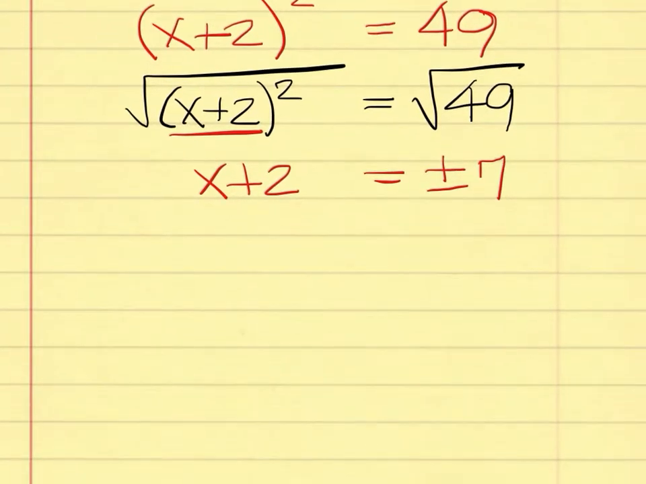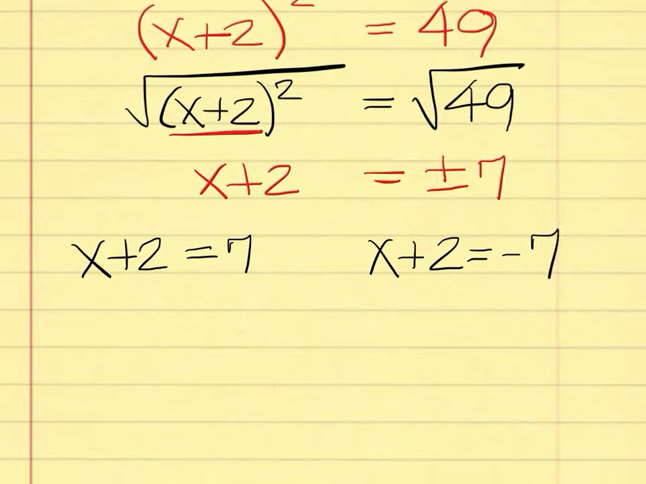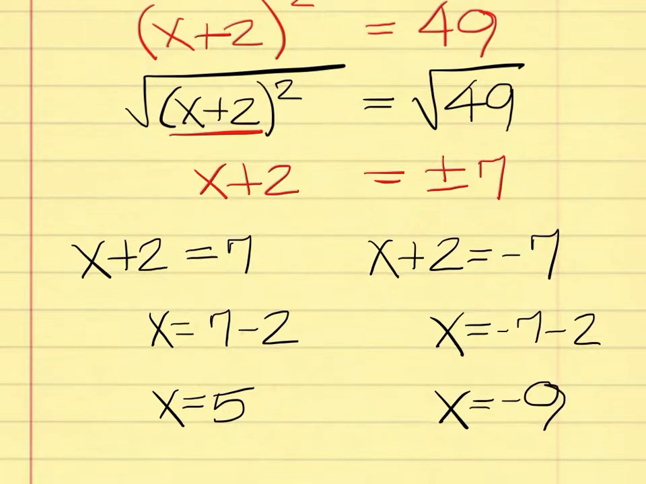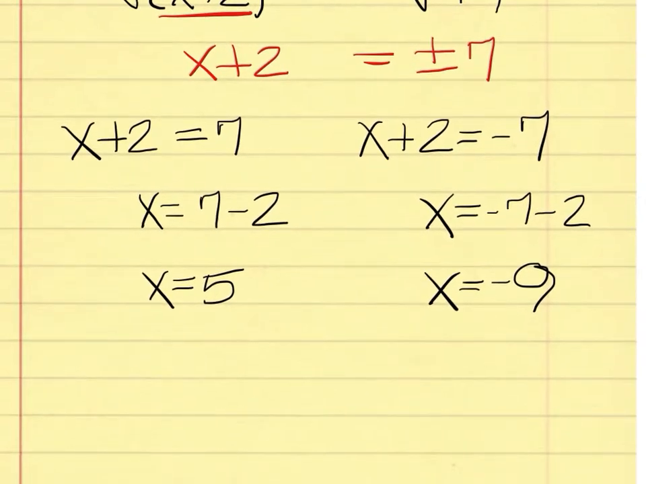From this point, you have 2 problems to solve. x plus 2 equals 7. x plus 2 equals negative 7. So x would equal 7 minus 2, which is going to be 5. And on the right, x equals negative 7 minus 2. x equals negative 9. Final answer would be negative 9 or 5.